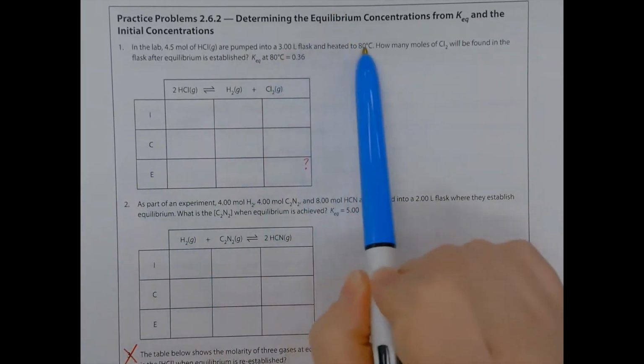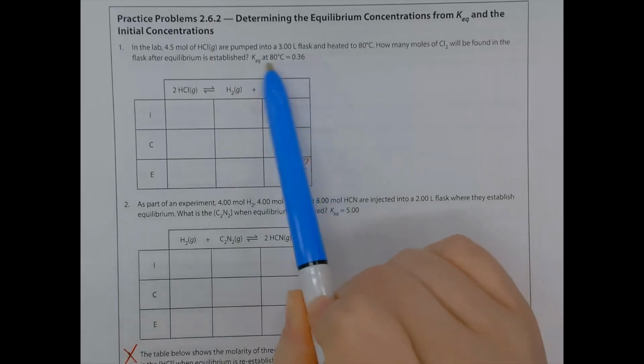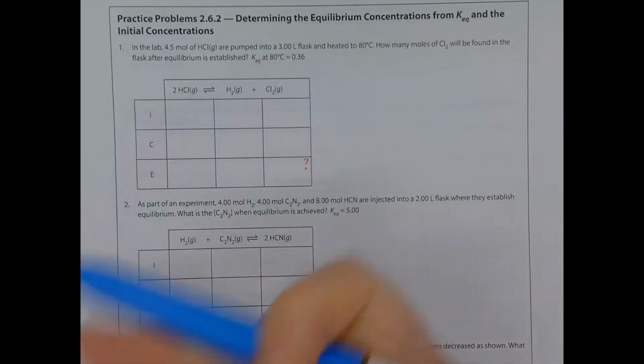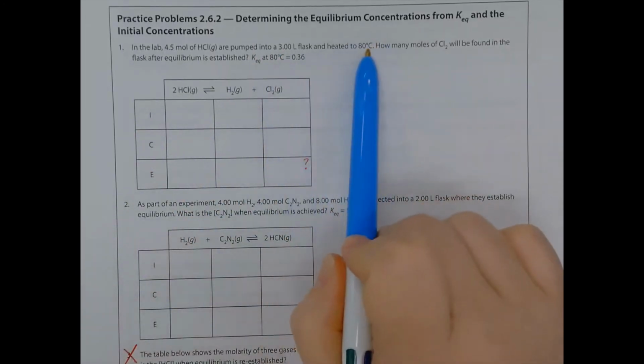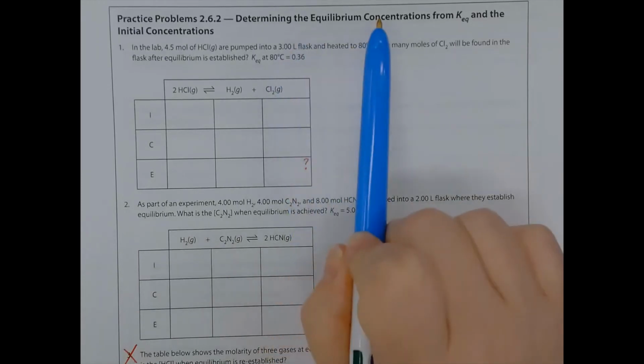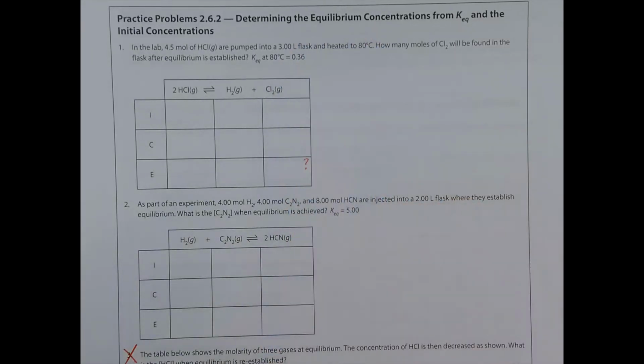You'll notice that it mentions the 80 degrees Celsius. If we changed our temperature, it can shift our equilibrium constant. So it's just saying that this is the equilibrium constant for the temperature that this reaction is happening at. So we don't have to worry about the 80, just kind of clarifying it.